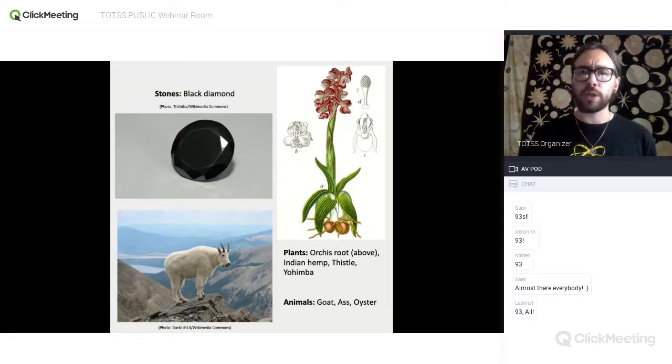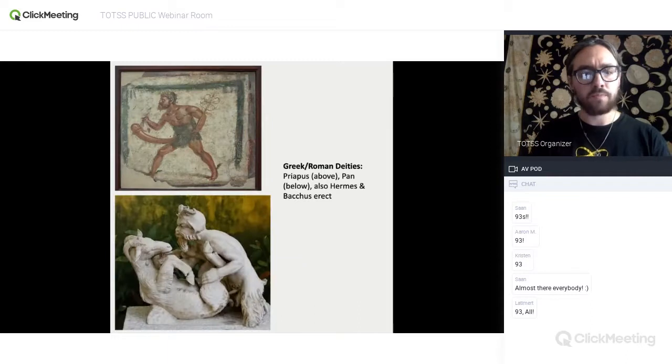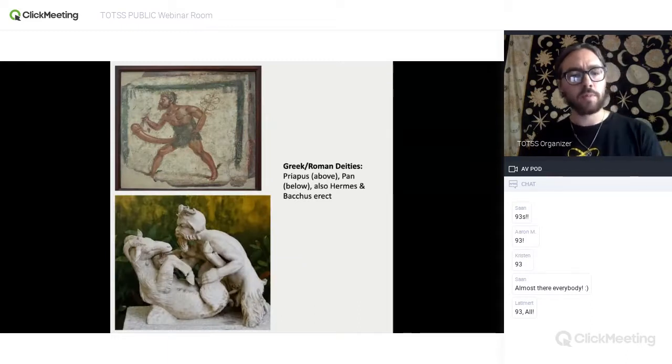So that's something you can look into, or some of you may already be familiar with that idea. But that's definitely here as well, that the goat is an animal that scales to the heights. So you have a barrenness, but then also something very high and exalted, which is very appropriate. Also the ass and the oyster, and Crowley says that both of those animals were sacred to Priapus, who we are about to see.